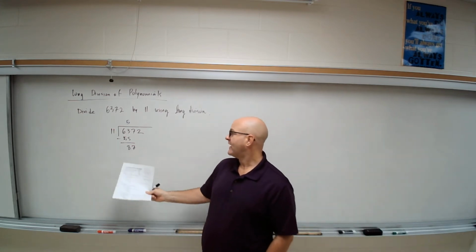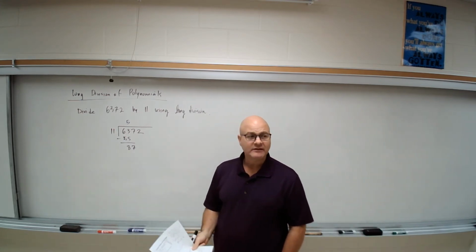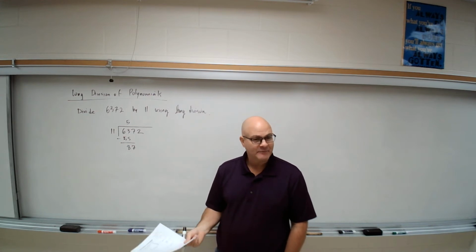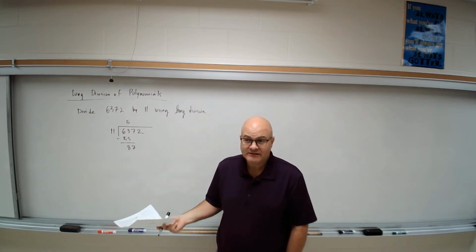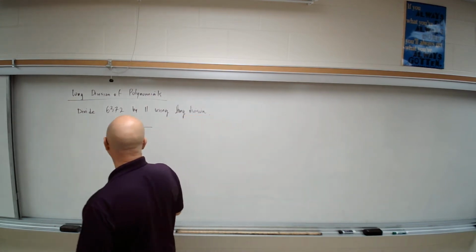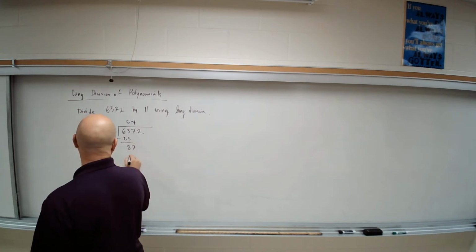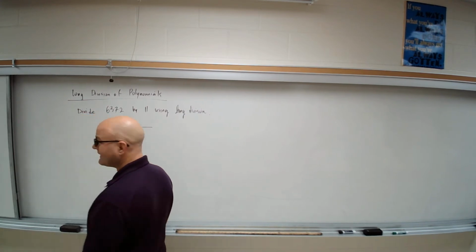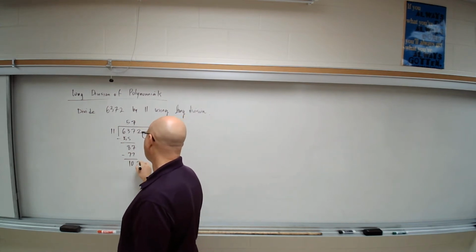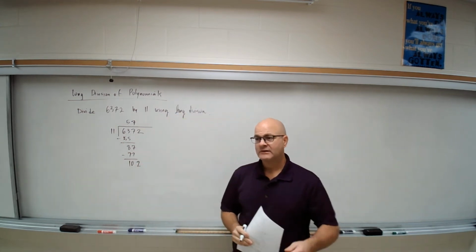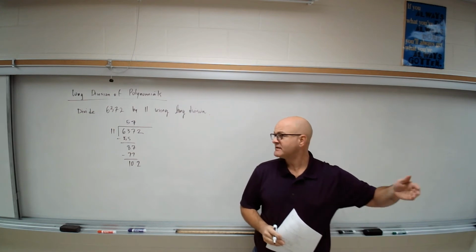So here, how many times does 11 go into 87? Well, it's not 8 times because that would be 88, so it must be 7 times. So we'll put a 7 up here, and then 7 times 11 is 77. Subtract again, and we get 10. We'll bring down one more digit. We're just pulling down additional digits.